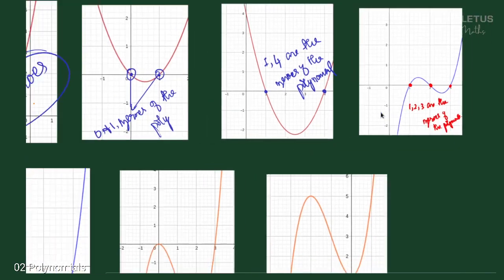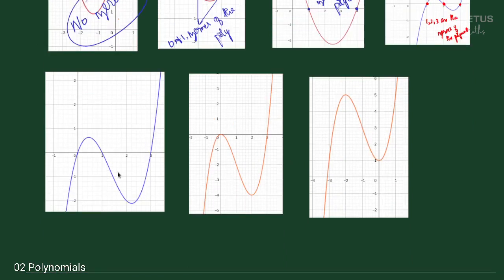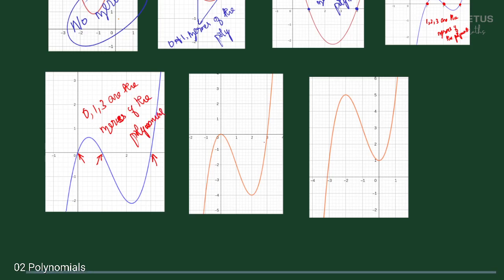Now, what about the next? I have the next polynomial in line. See here, this polynomial is intersecting at 0, 1 and 3. That means 0, 1 and 3 are the zeros of the polynomial.